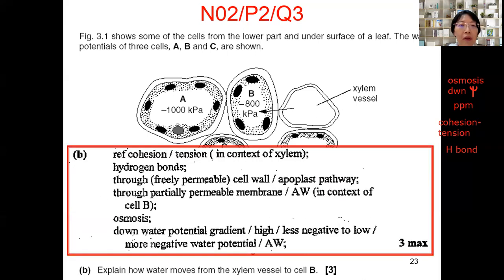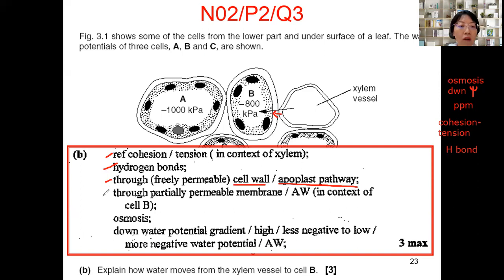You see the first marking point is cohesion tension. It's because you've learned that how water from xylem vessel moves into the leaf cell is by cohesion tension, right? So 1 mark for cohesion tension, and the cohesion is because of hydrogen bonds, all right? First, the water must pass through the cell wall. So step number 1, it will pass through the cell wall, so it is called apoplast pathway, because it's from the cell wall of xylem vessel to cell wall of the mesophyll cell. So this is called the apoplast pathway.